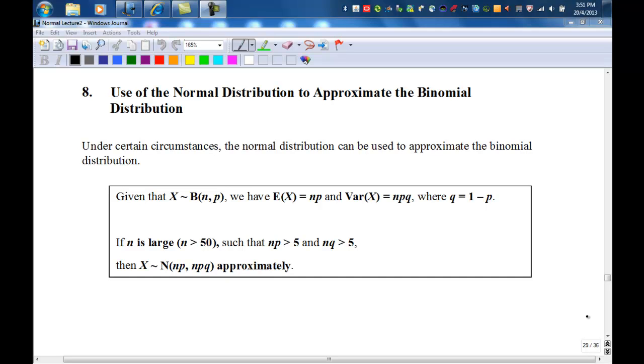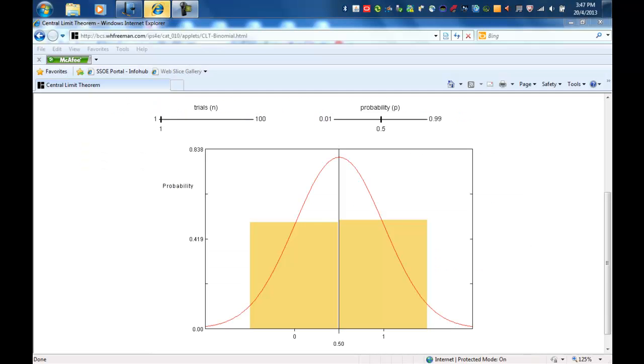In this section, we look at how we can use the normal distribution to approximate the binomial distribution. Before we look at the circumstances whereby this can be done, let us look at a simple application. Let's take a look at this application.